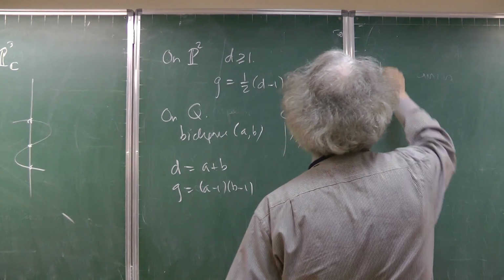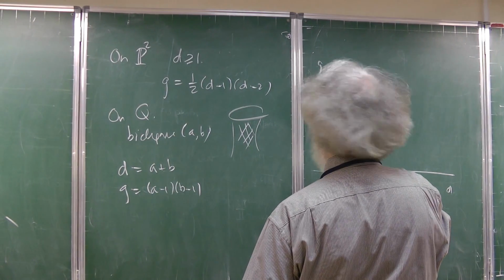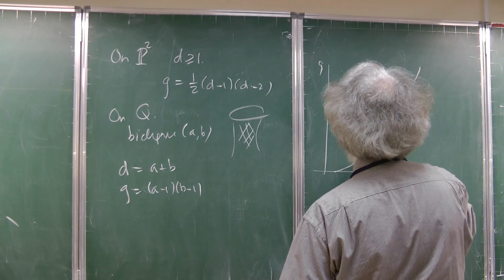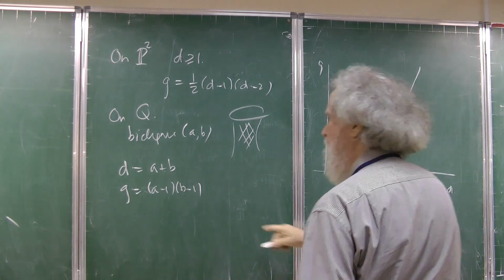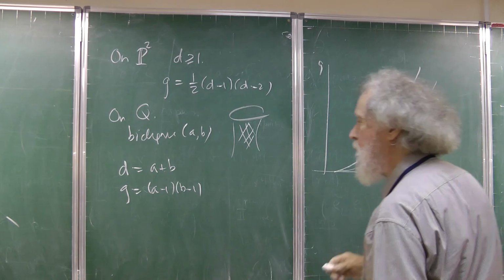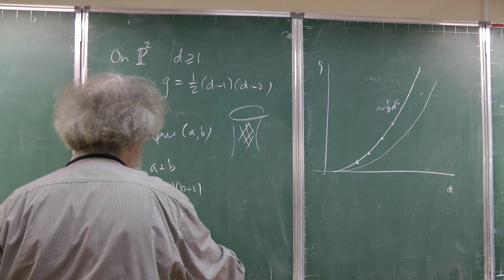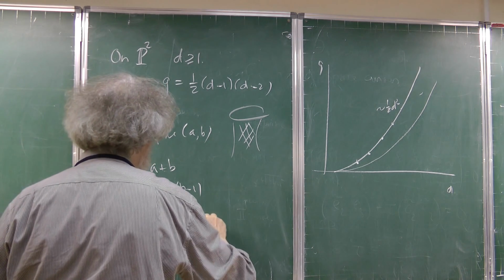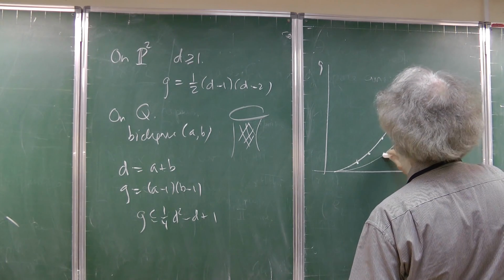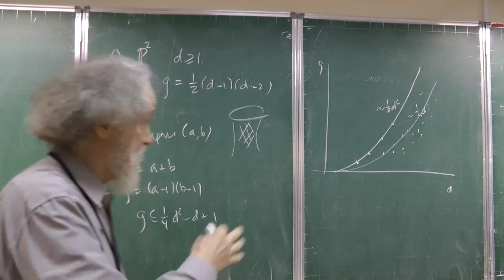And if I draw a picture, I put d this way and g this way. So the plane curves in the plane, this is approximately 1/2 d squared. And you get these different values of d, g. And on the quadric surface, you have a line here. If you figure this out, you find that g is less than or equal to 1/4 of d squared minus d plus 1. So the line is approximately 1/4 d squared. And then there's points on this line and underneath, these various values of d and g that exist like that.